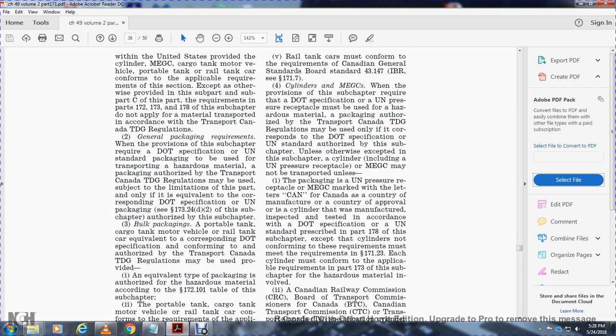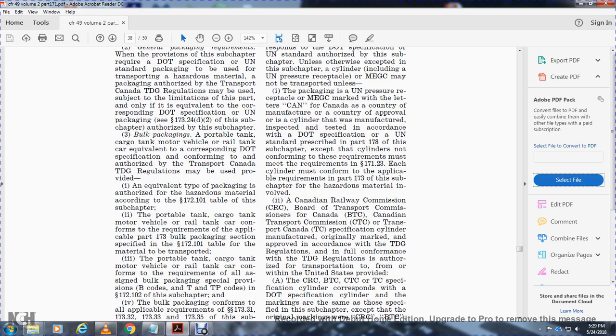Bulk packaging: portable tanks, cargo tank motor vehicles, and rail tank cars equivalent to and corresponding with DOT specification and conforming with the authorized Transportation Canada TDG regulations may be used, providing the equivalent type of packaging is authorized for the hazardous material according to 172.101, the table of the subchapter. The portable tank, cargo tank motor vehicle, or rail tank car must conform with the requirements of the applicable part 173 bulk packaging section specified in 172.102, and 172.101 for the table for the material to be transported.